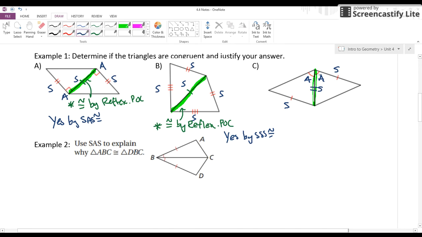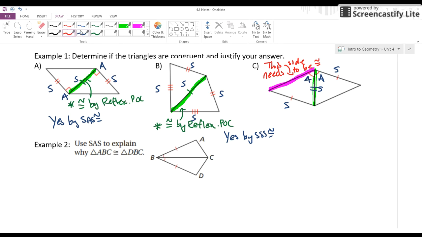Does it follow SAS for both of the triangles? Hopefully you're seeing it doesn't, because for this angle to be included on the left triangle, we need this to be the other side, right? Since we don't have any information about this side, we can't say the triangles are congruent. So again, that side needs to be congruent for it to be included, because this angle A right here that I labeled, it's not touching this S at the bottom.